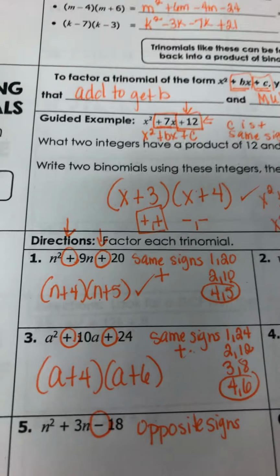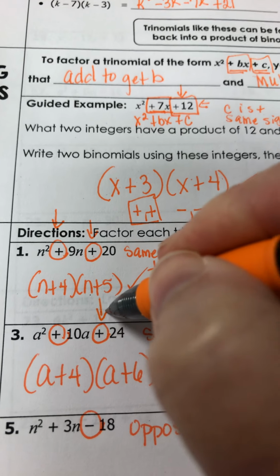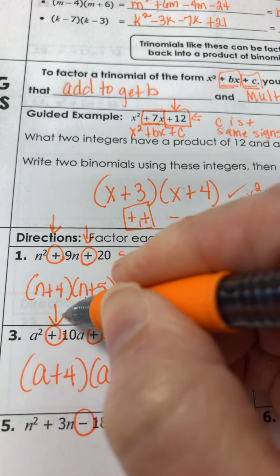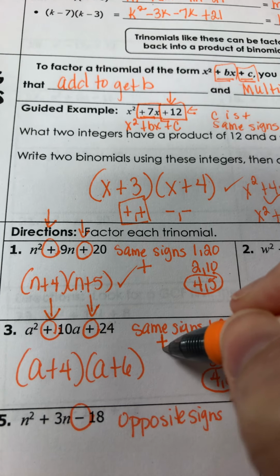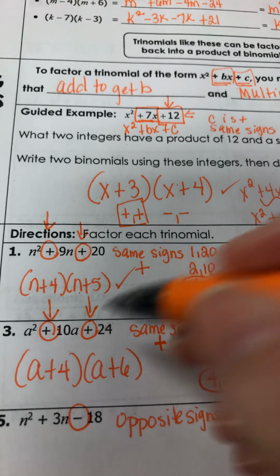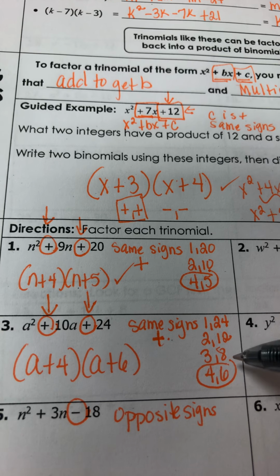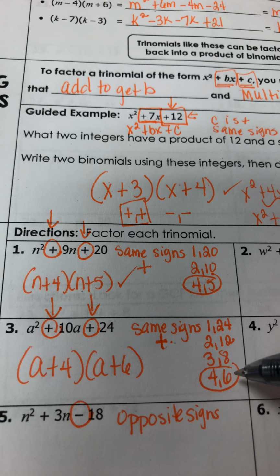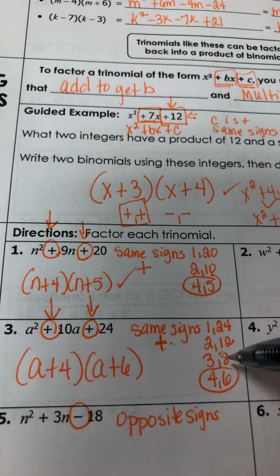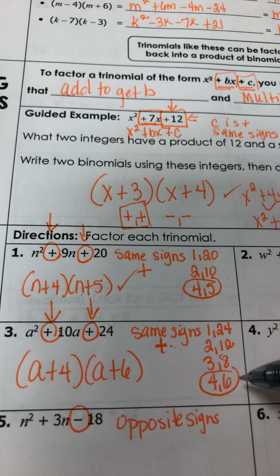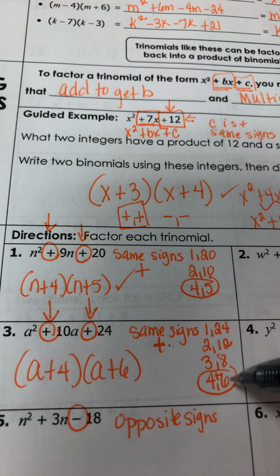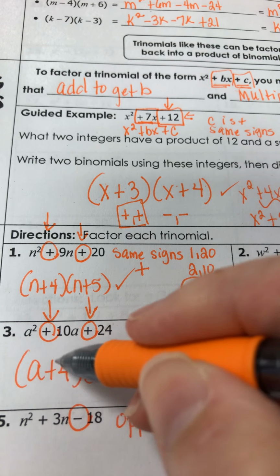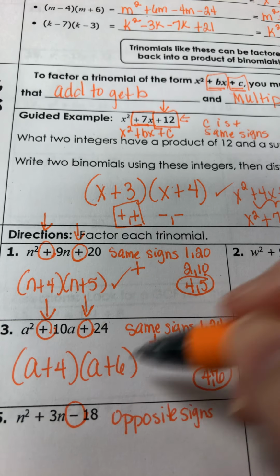Now, on number 3, C, once again, is positive, so that tells me I need same signs. My addition number is also positive, so both of those signs need to be positive. Now let's take 24 and list the factors. 1 times 24, 2 times 12, 3 times 8, and 4 times 6. All of these multiply to give me 24, but only 4 and 6 will add to give me 10. So my factored form will be A plus 4, A plus 6.